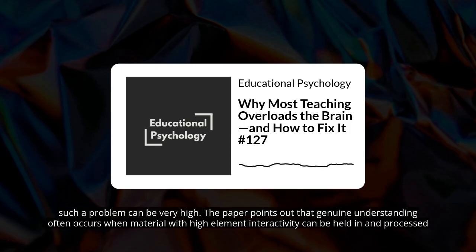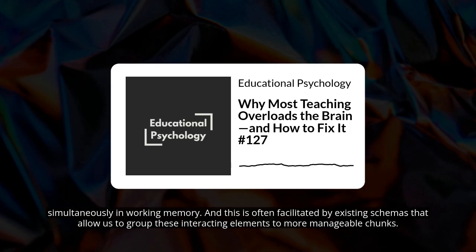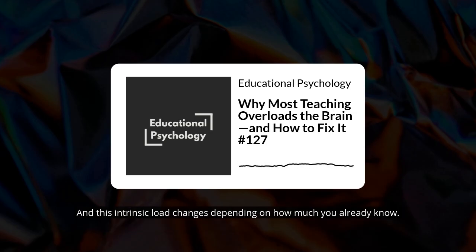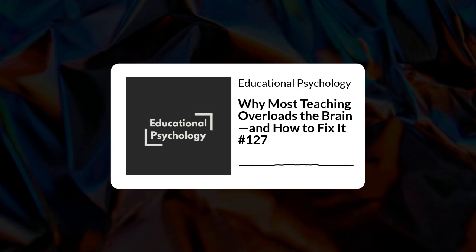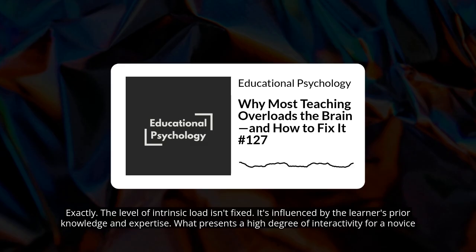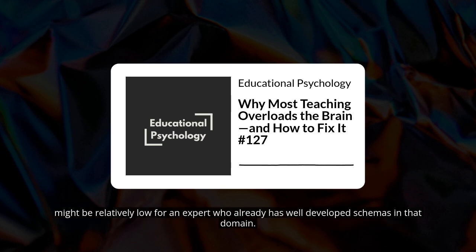The paper points out that genuine understanding often occurs when material with high element interactivity can be held and processed simultaneously in working memory, and this is often facilitated by existing schemas that allow us to group these interacting elements into more manageable chunks. And this intrinsic load changes depending on how much you already know. Yeah, exactly. The level of intrinsic load isn't fixed. It's influenced by the learner's prior knowledge and expertise. What presents a high degree of interactivity for a novice might be relatively low for an expert who already has well-developed schemas in that domain.